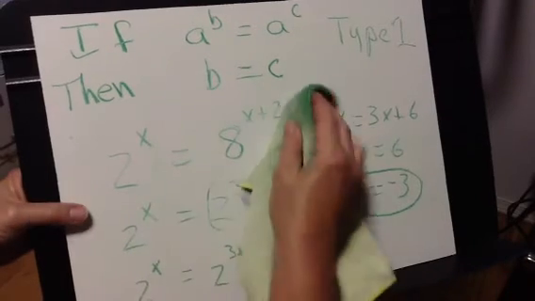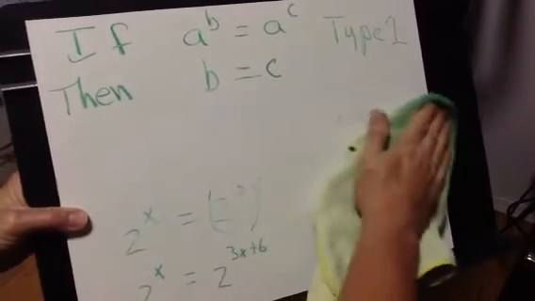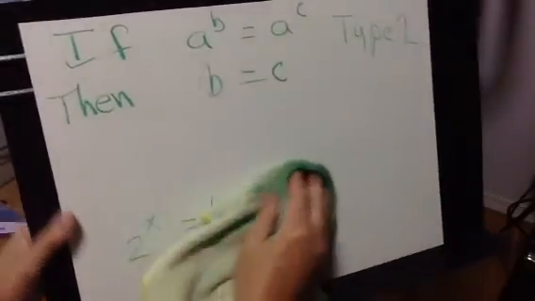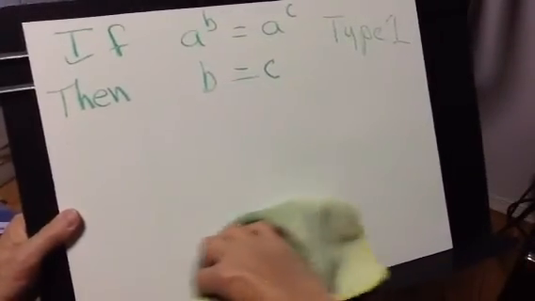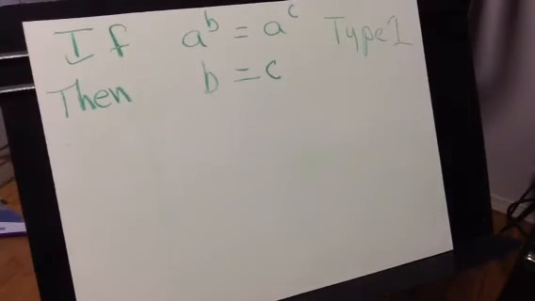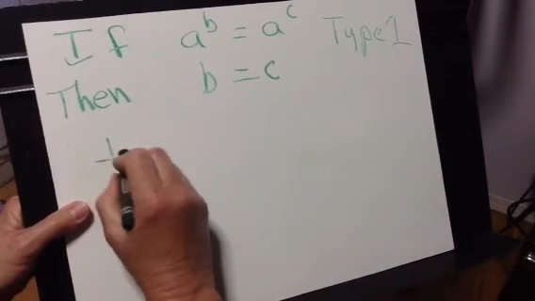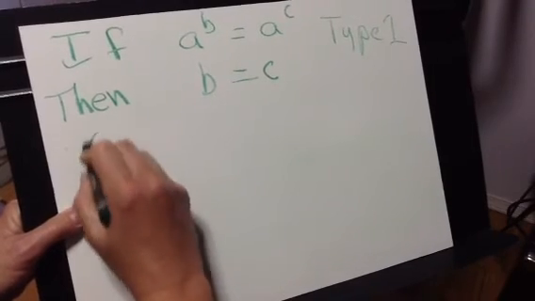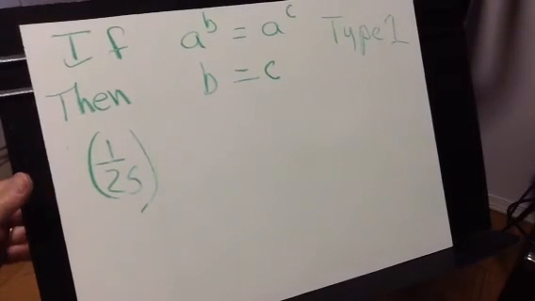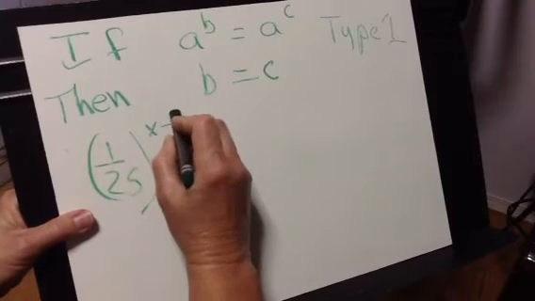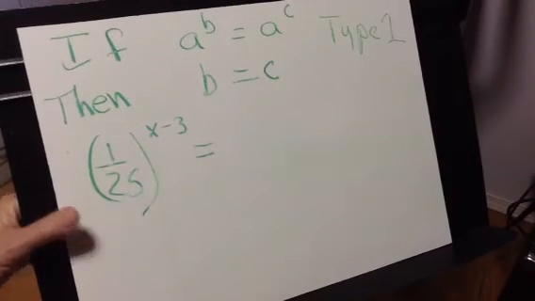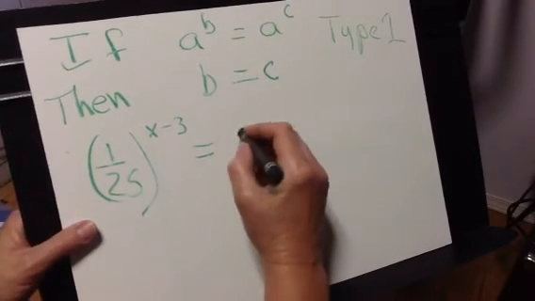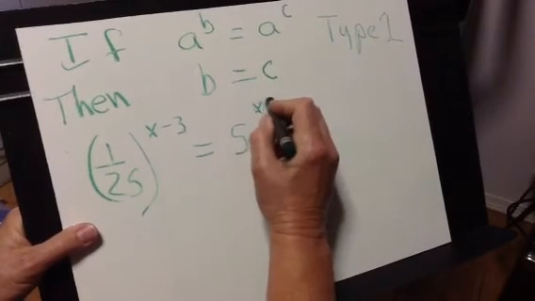One more example. I have 1 over 25. That's a base. And the exponent on that is x minus 3. On the other side, I have 5 raised to the x minus 3.